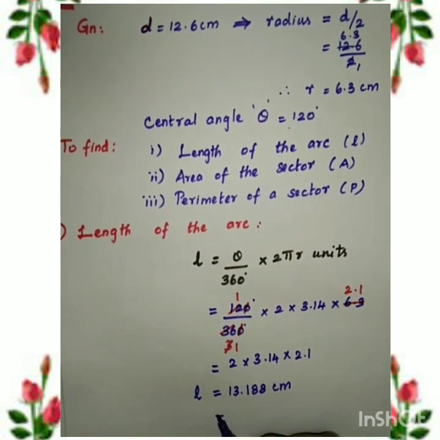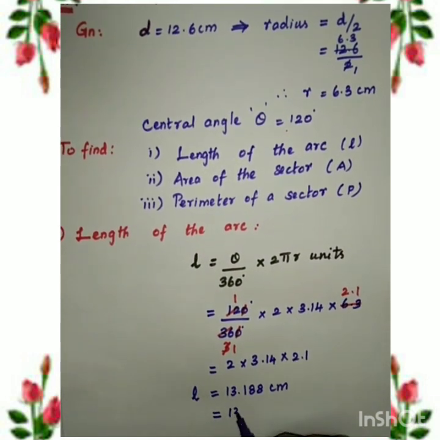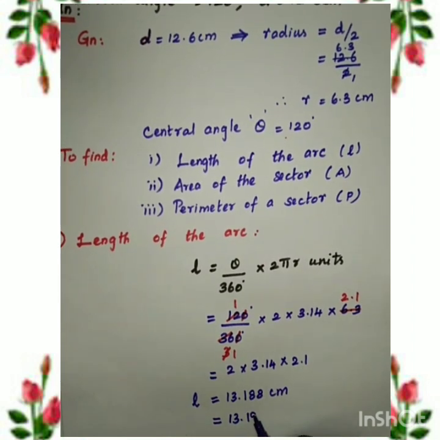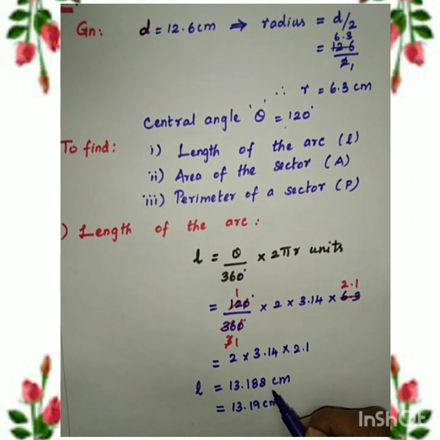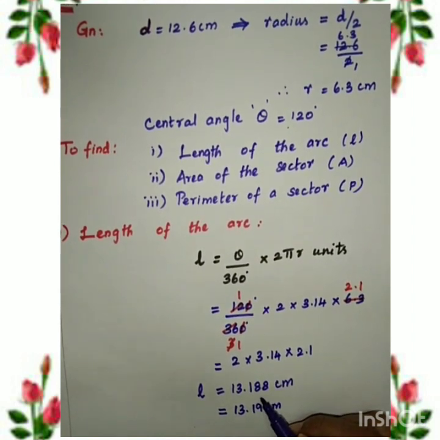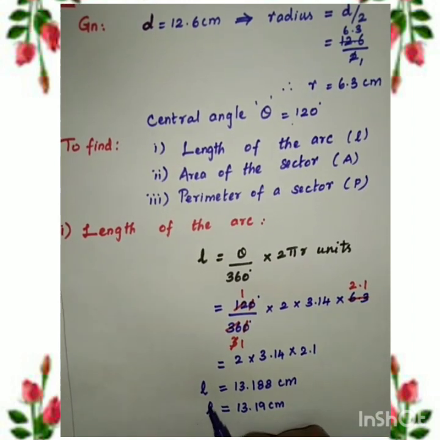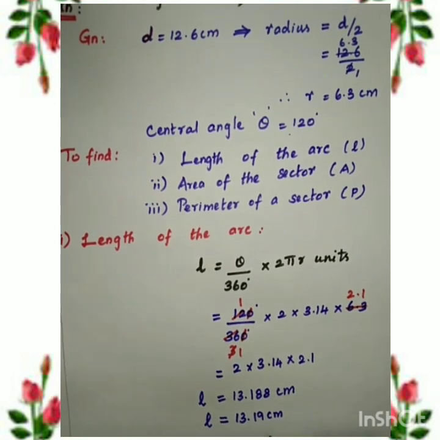So approximately it can be written as 13.19 centimeter, because the last digit is more than 5, so we can add 1 to the previous number. So length of the arc equal to 13.19 centimeter. Second subdivision, area of the sector.